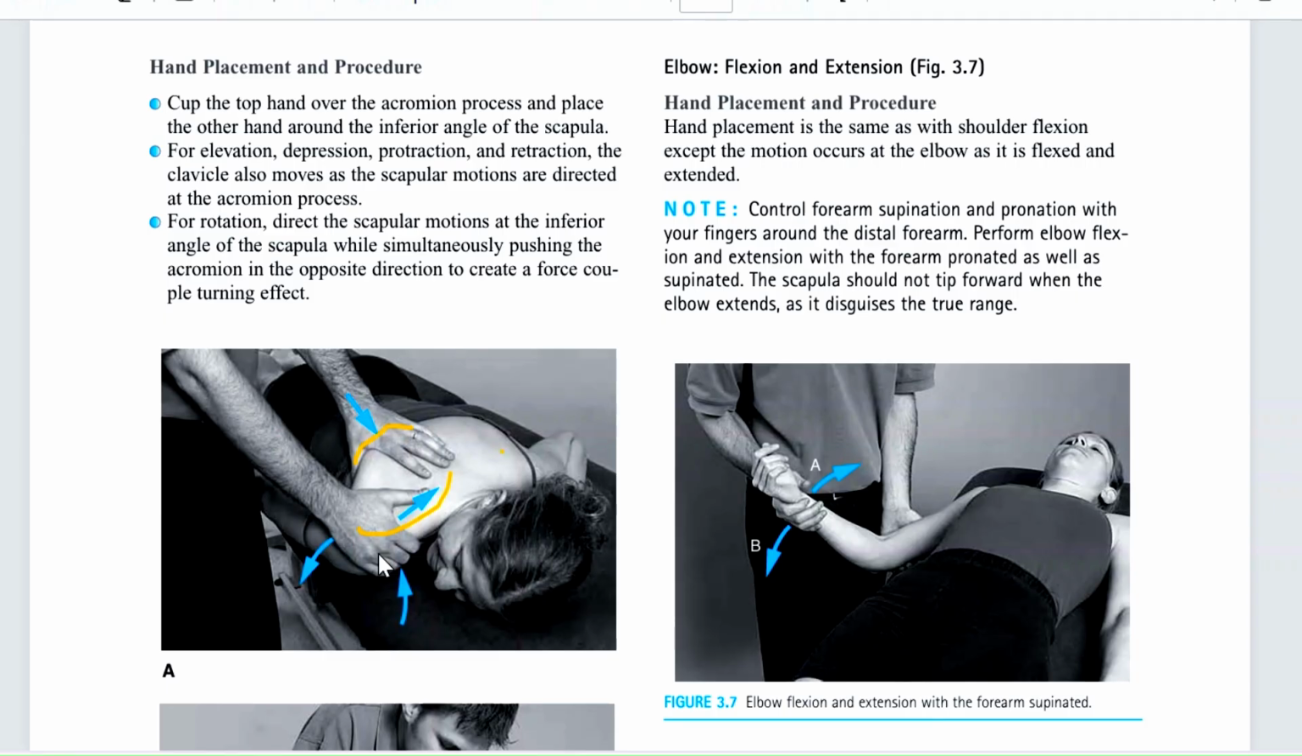For the rotation, direct the scapular movement at the inferior angle of the scapula while simultaneously pushing the acromion in the opposite direction to create a force-couple turning effect. As you know how to perform the rotation, a complete scapular movement, you just need to move both hands, upper and lower, and you can perform the rotation movement on the scapula. This hand is moving in this direction and this hand is moving in this direction, and now you can perform the complete rotation. This is how you can perform it in a prone position.